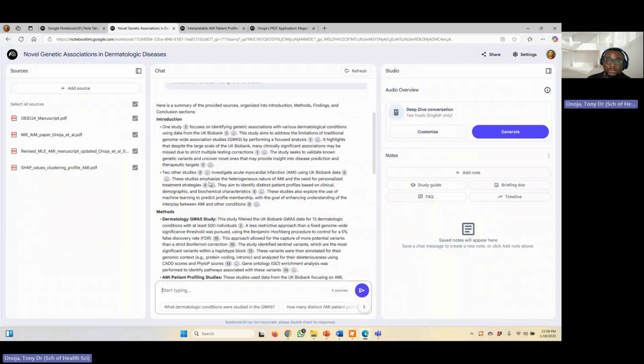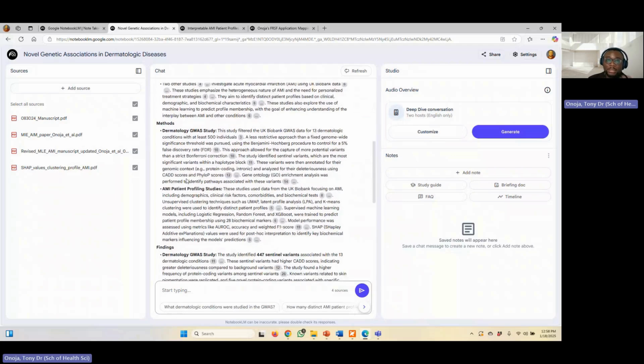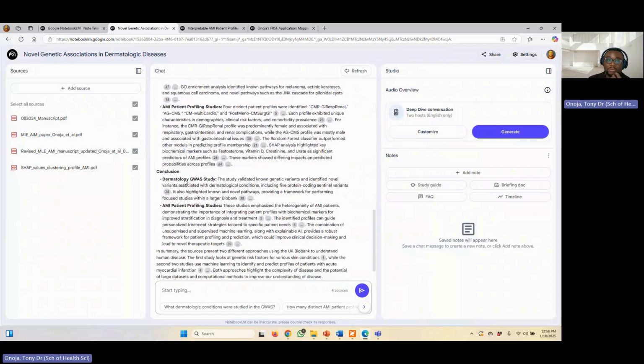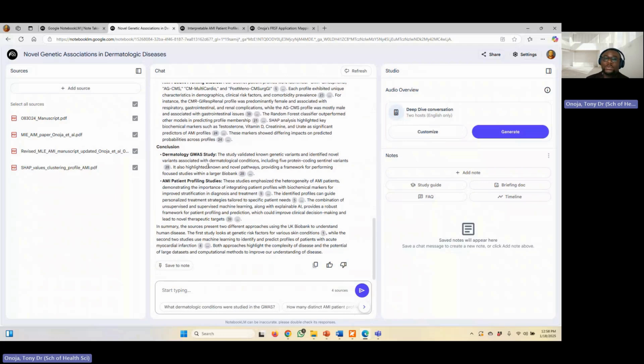Then it also talks about two other studies on acute myocardial infarction using the UK Biobank dataset, and then it talks about the methodology, it talks about the findings, it also talks about the conclusion. So with this, I can have a good headway on that particular paper.